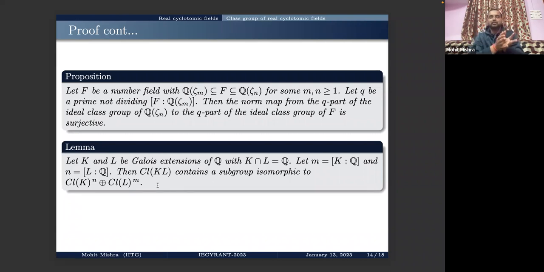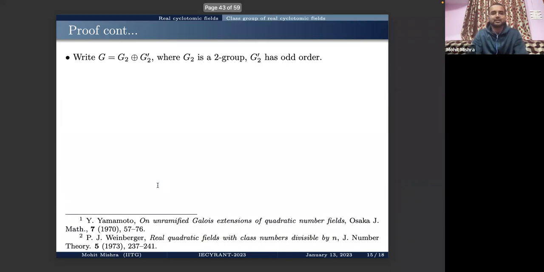So our main result was, if we start with a finite abelian group G, we have to show that there exist infinitely many real cyclotomic fields whose class group contains G as a subgroup. So let's start. We can write any finite abelian group as G2 direct sum G2 prime, where this G2 is a 2-group and this G2 prime has odd order. So first let's start with G2 prime.